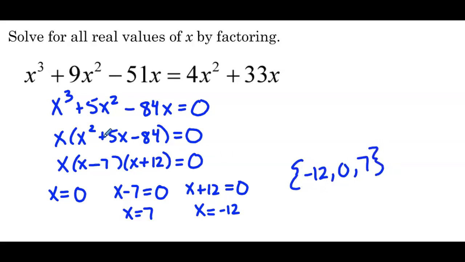Right, so this time we took out a greatest common factor, which had an x in it, so it gave us another solution. Right, another key point there is we had x cubed to start. Right, x squared, we typically get two answers. x cubed, we get 3. There's a reason for that.